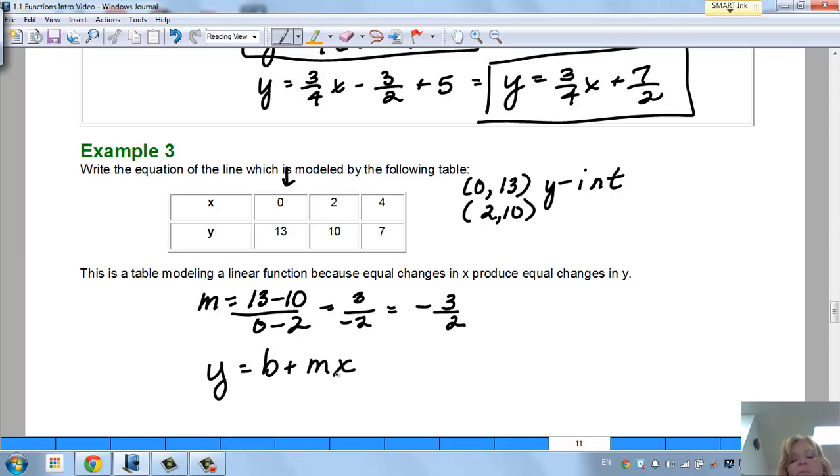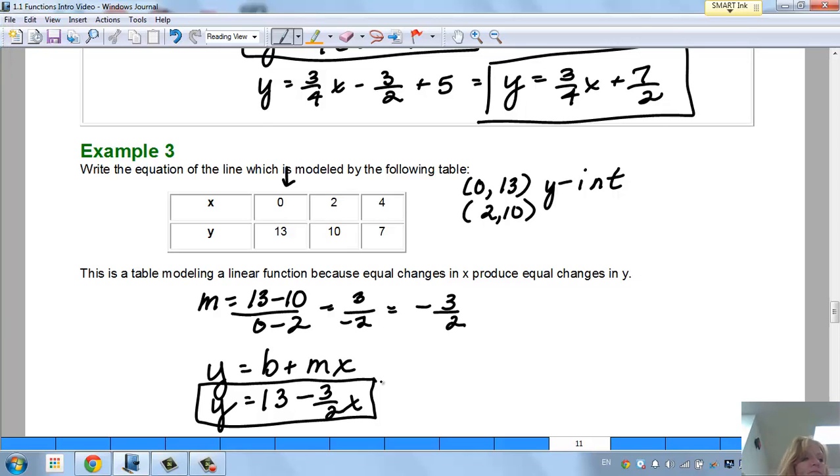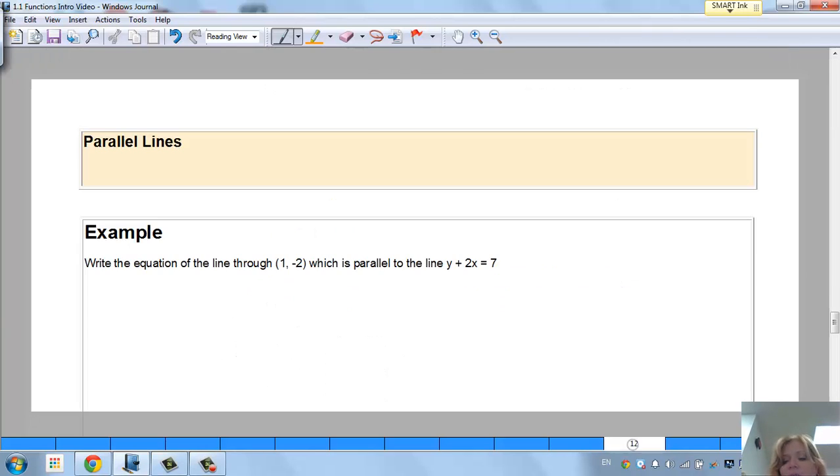In the b spot, I put my intercept, which is just 13, and my slope is minus 3 halves x. So if they give you the y-intercept, guys, use that form because now you've come up with the equation of that line. All right? One more page.